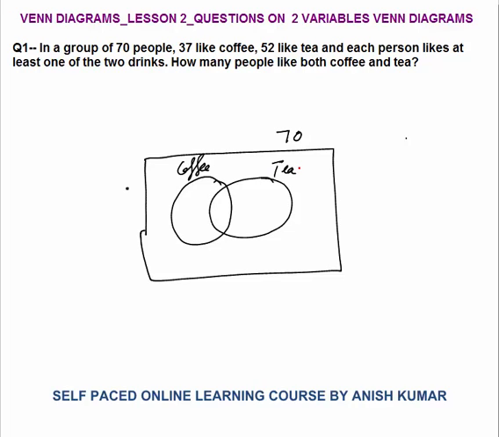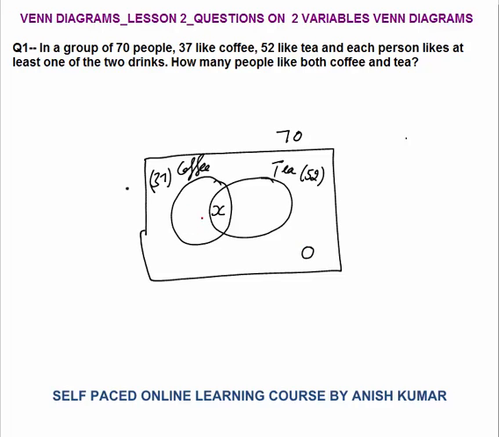Now how many like coffee? 37 like coffee. Total coffee circle is 37. Total tea circle is 52. Each person likes at least one drink. It means that those who like none of the drinks is 0. How many like both? So let's say X like both.